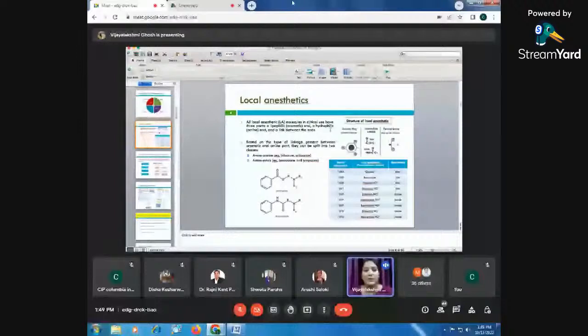When we talk about these local anesthetics, they are composed of 3 parts. The first part is a lipophilic part, which is aromatic, and the second part is a hydrophilic part, which is an amine end. There is a link between the lipophilic and hydrophilic ends, that's between the aromatic and the amine end. Based on this link between the aromatic ring and the terminal amine, we can divide local anesthetics into 2 types: aminoamides and amino esters. Some examples of aminoamides are lidocaine and prilocaine, and some examples of amino esters are benzocaine and tetracaine.